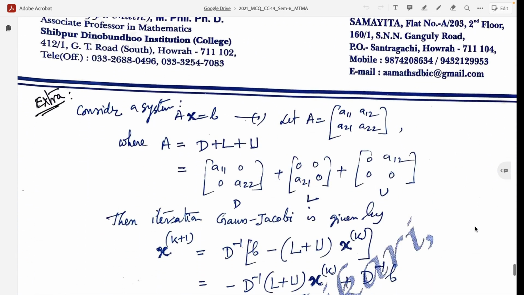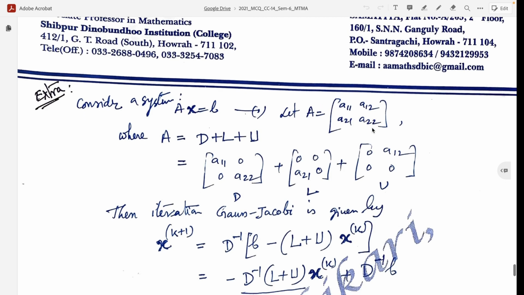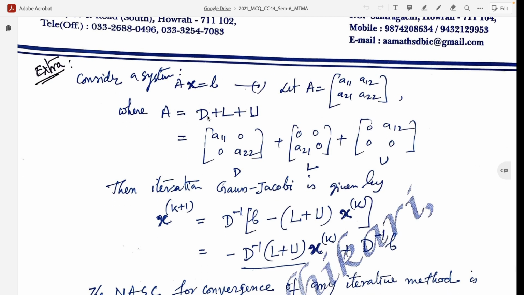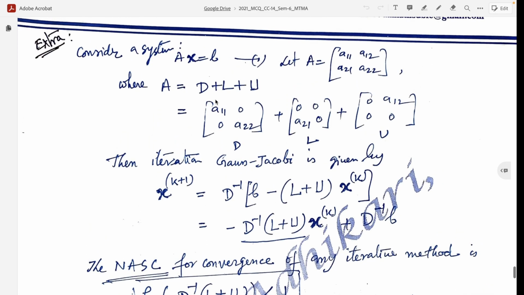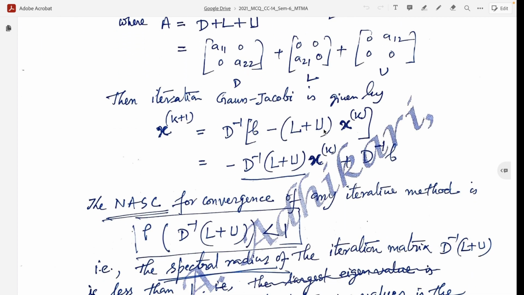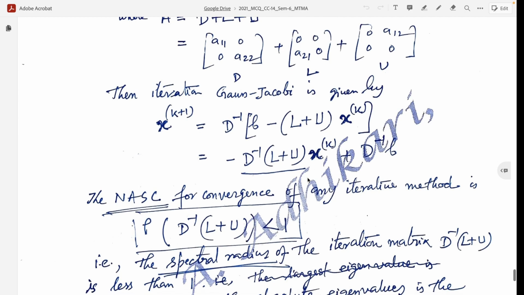And an extra note for this: for a system Ax equals b, where A is the coefficient matrix a11, a12, a21, a22, we can write A as D plus L plus U, where D is this, L is the lower triangular matrix, and U is this. The Gauss-Jacobi iteration is given by x(k+1) equals D inverse times (b minus (L plus U) x(k)), where b is the right hand vector.